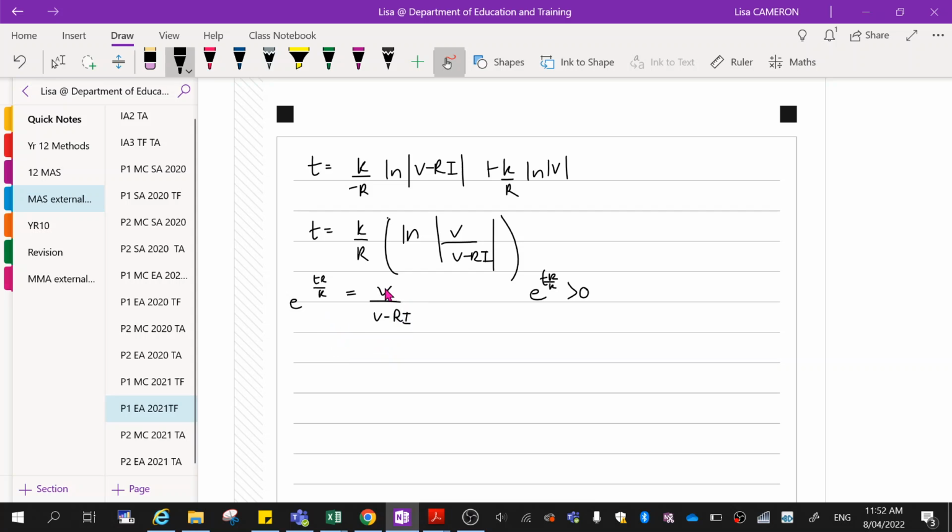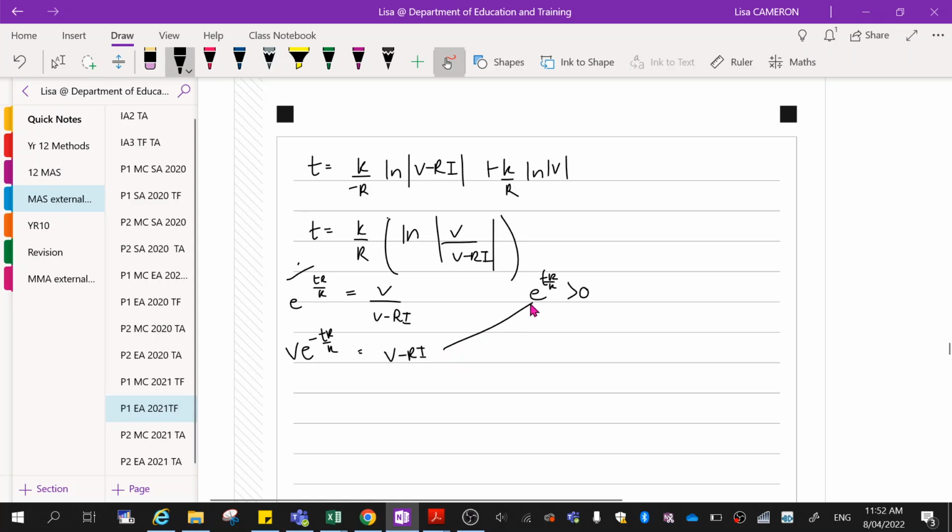Next thing that I'm going to do, I'm going to flip both of my fractions to get this v minus ri on the top, and I'm going to move the v to the other side. So if this became 1 over this, then to bring it back to the top, I just make that negative tr over k. This will become v minus ri over v. Take the v over, and that means now I can get rid of it on the bottom here, and that's what I'm left with.